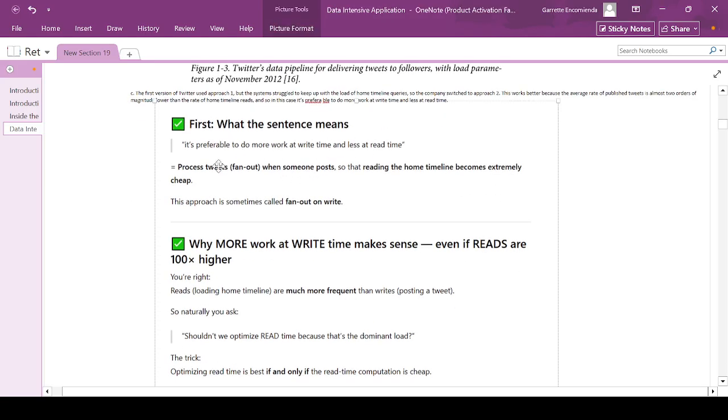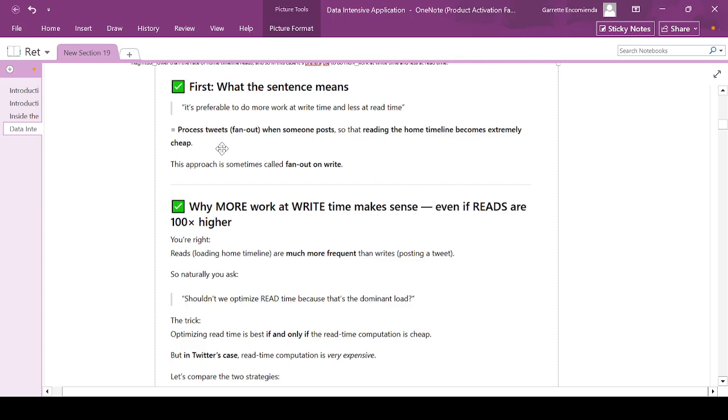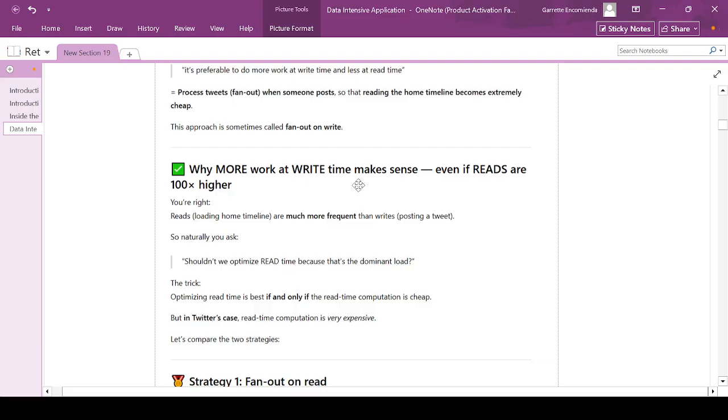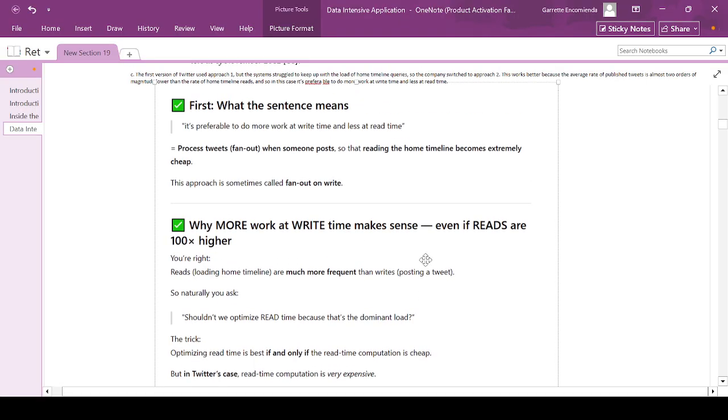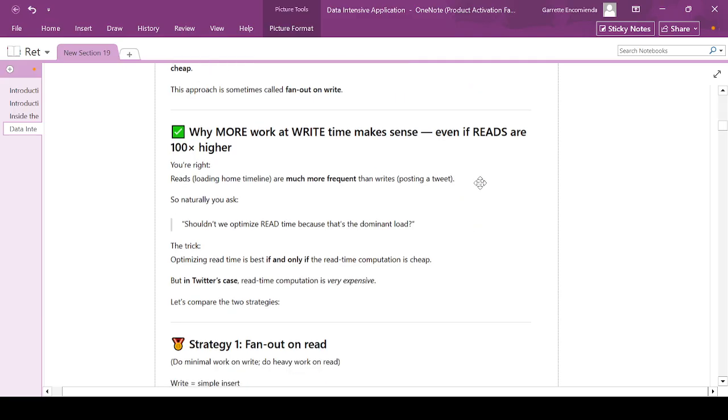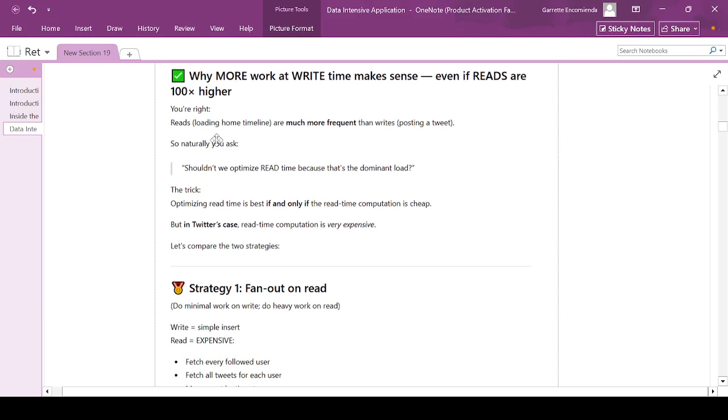So, what does that sentence mean, that it's preferable to do more work at write time and less at read time? Process tweets' fan out when someone posts, so that reading the home timeline becomes extremely cheap. This approach is sometimes called fan out on write. Whenever we're optimizing for write, that's what we call fan out on write. Whenever we're optimizing for reads, that's what we call fan out on read. So why does more work at write time make sense even if reads are 100x higher? Reads, loading the home timeline, are much more frequent than writes, posting a tweet.